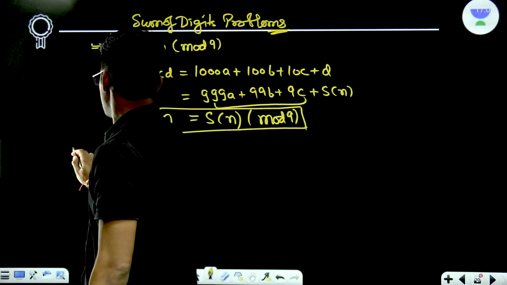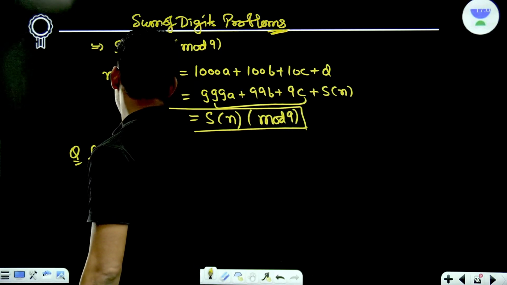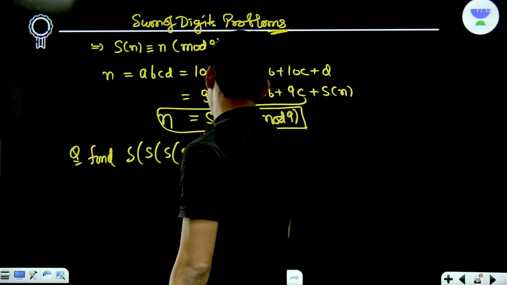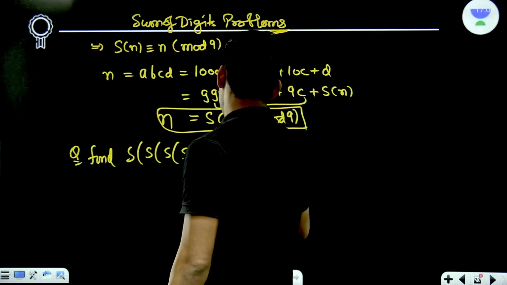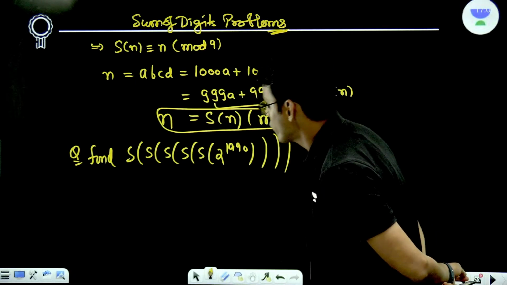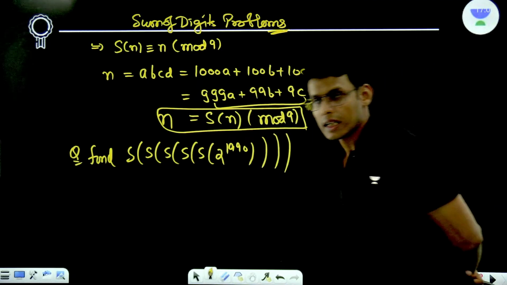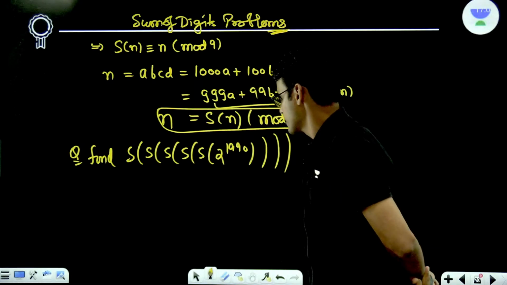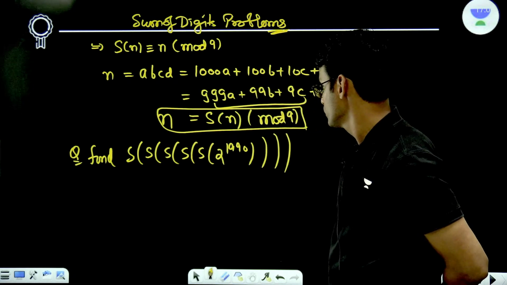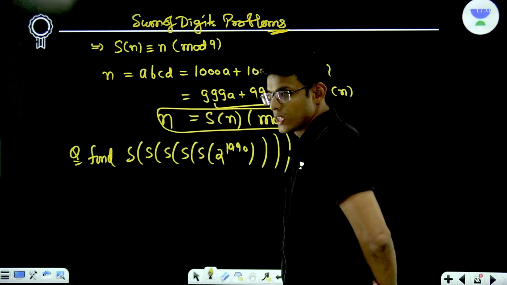So, question. Find S of S of S of S of S of 2 to the power 1990. Let's assume that this is asked.